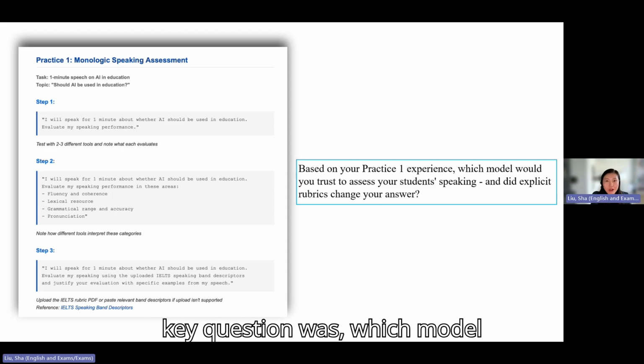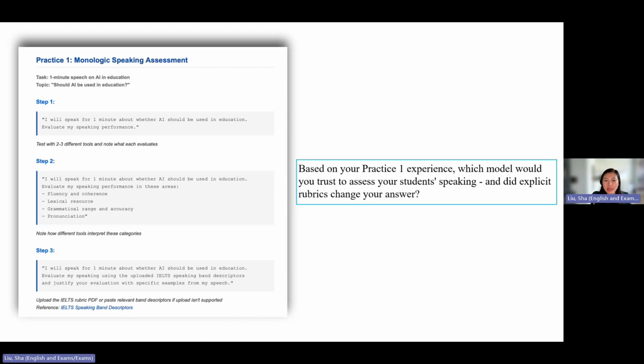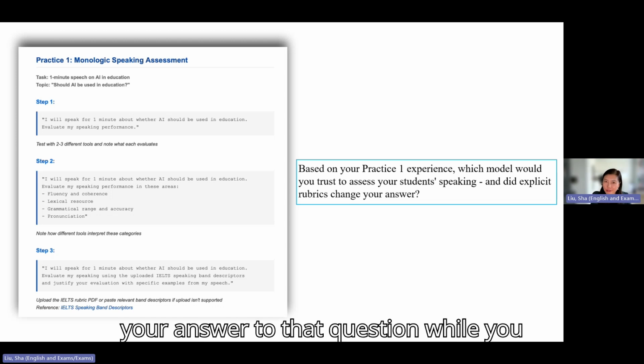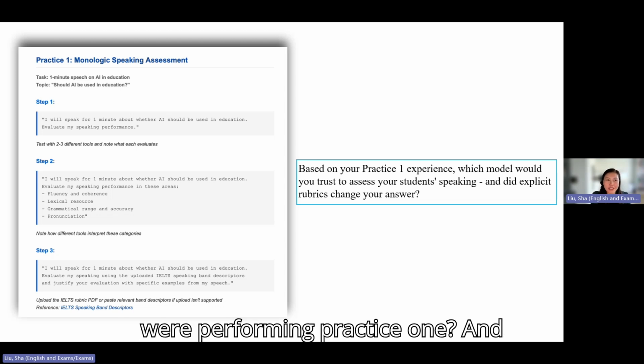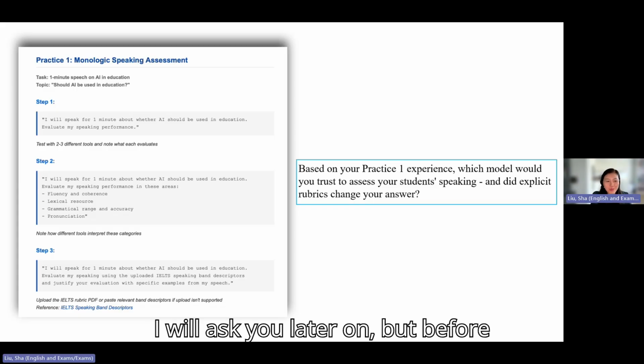And the key question was, which model would you trust to assess your students' speaking? And did the explicit guidance change your answer to that question while you were performing practice 1? And I will ask you later on, but before that, let me share with you my experience.